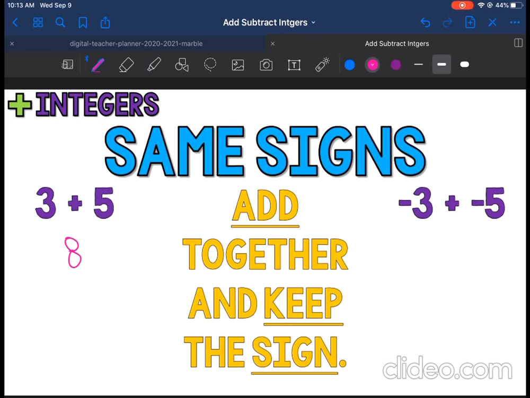Because I'm going to add them together. 3 plus 5 is 8. Not while I'm talking. So I'm going to add them together. 3 plus 5 is 8, and I'm going to keep the sign. They're both negative, so my answer is going to be negative. Same sign, add together, keep the sign. Make sense? So far, so good? Okay, let's look at some examples.